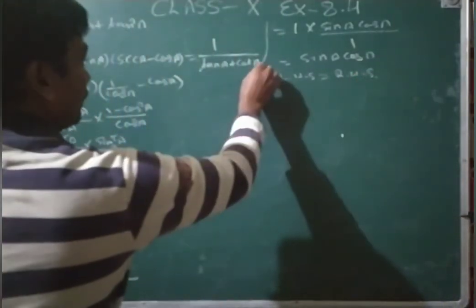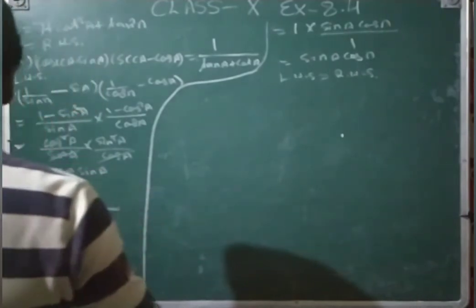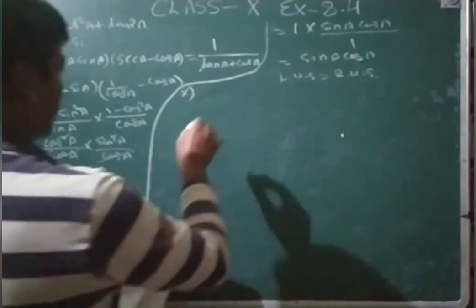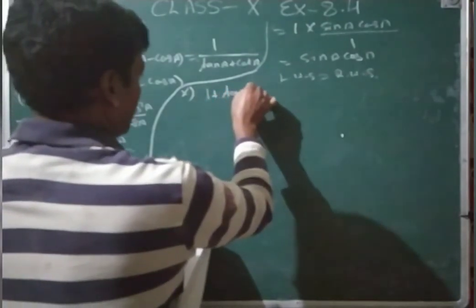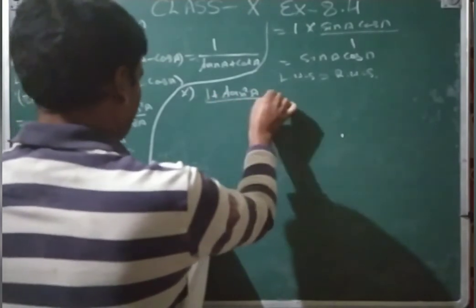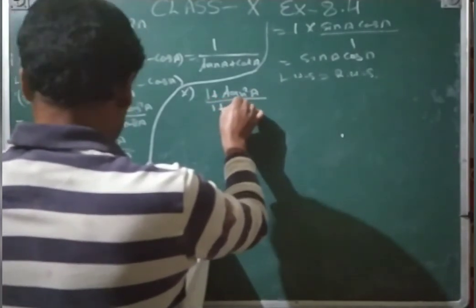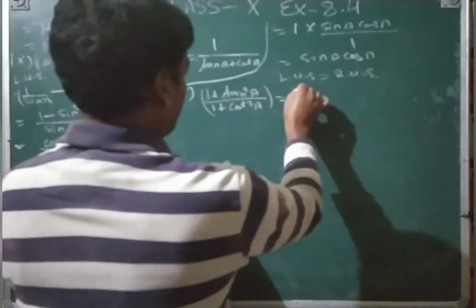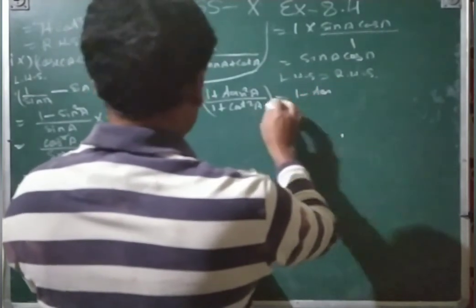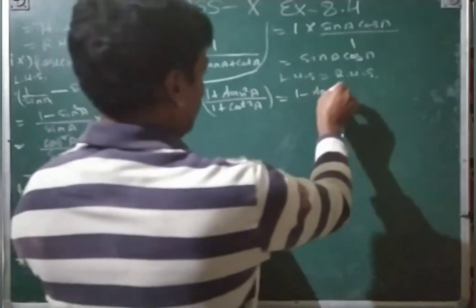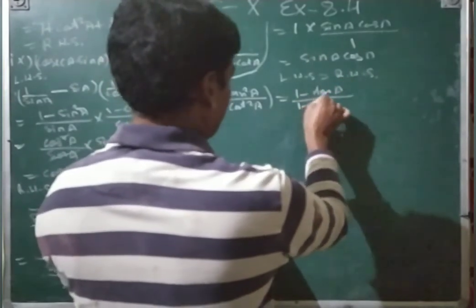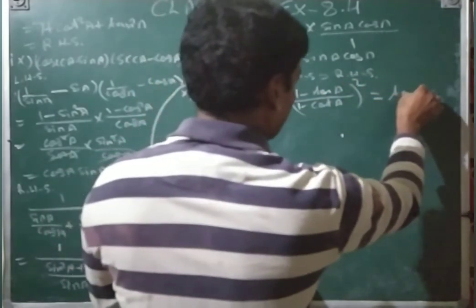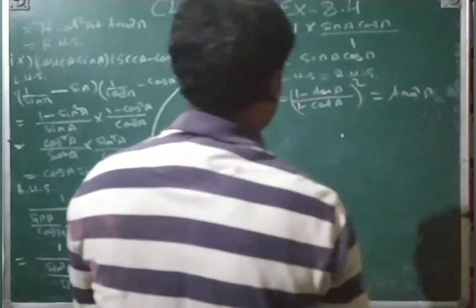And then the last question is left, that is the 10th part: 1 plus tan square A upon 1 plus cot square A is equal to, that is, 1 minus tan A upon 1 minus cot A, that whole square, is equal to tan square A. We need to prove that tan square A.